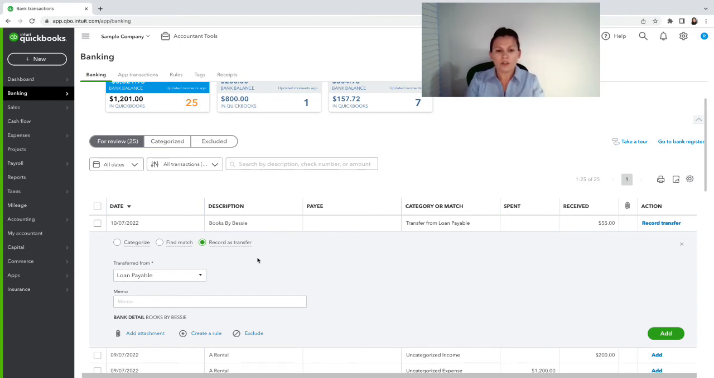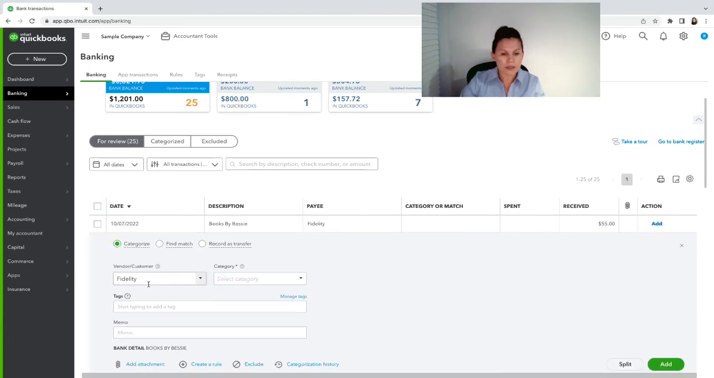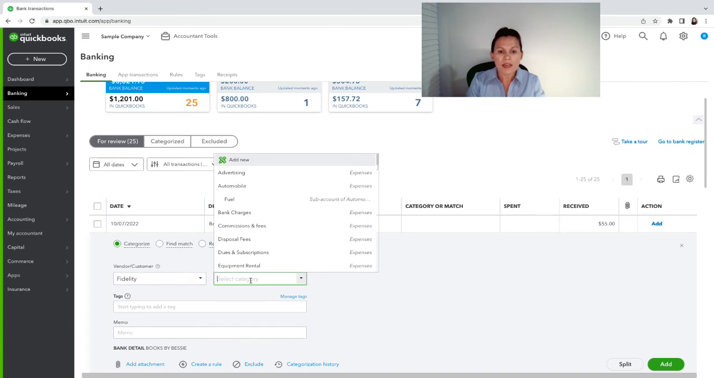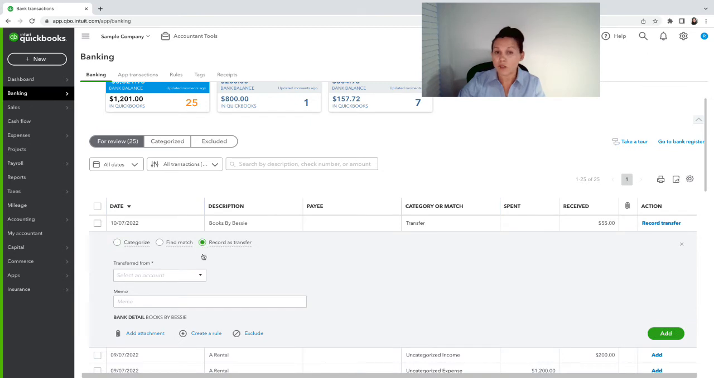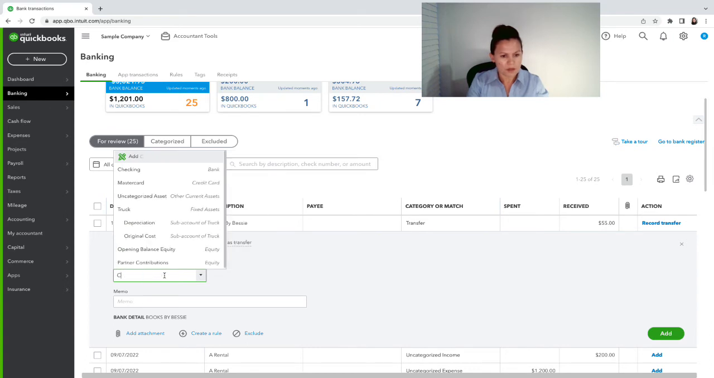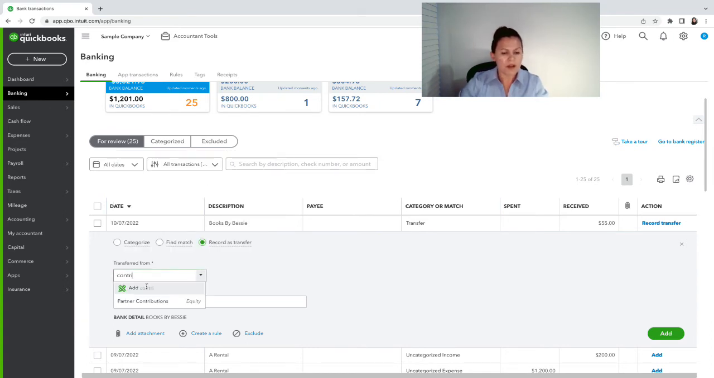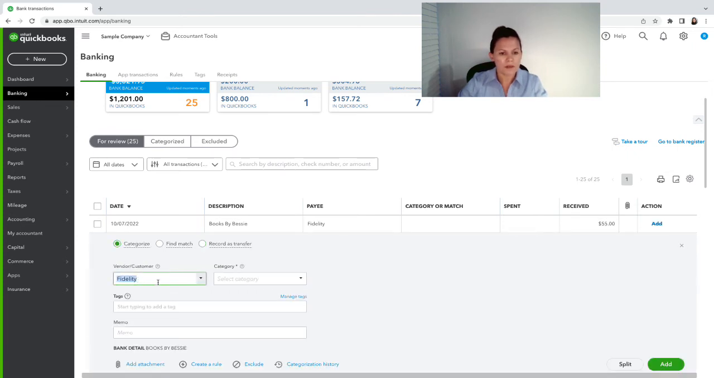So once again, you can record by clicking on categorize, and you always put the name of the vendor, and then you choose the category. You can record it as a liability account, loan payable, or you can put an equity account or whatever. And this does the exact same work as if you recorded it as a transfer into owners' contribution, partner contribution.